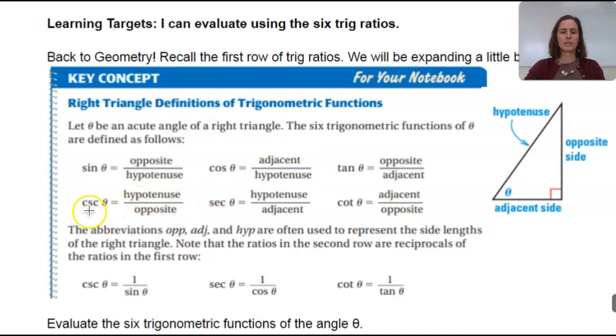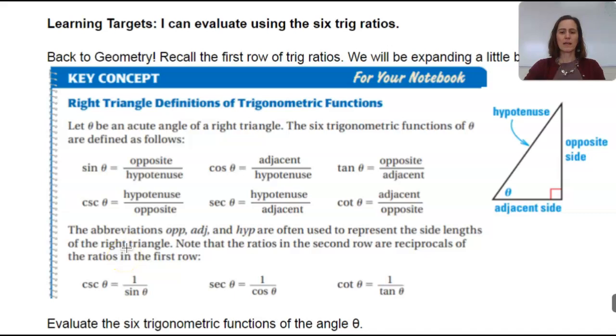And cosecant is the reciprocal of sine. As you can see, the opposite and the hypotenuse switch spots. Secant is the reciprocal of cosine, which is now hypotenuse over adjacent. And cotangent is now adjacent over opposite, as it's the reciprocal of tangent.